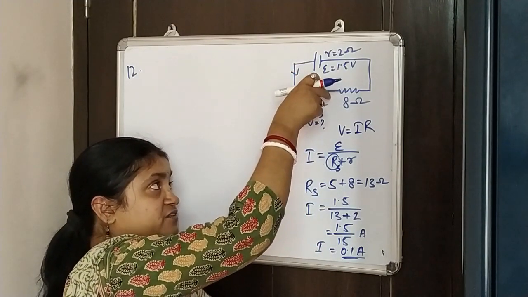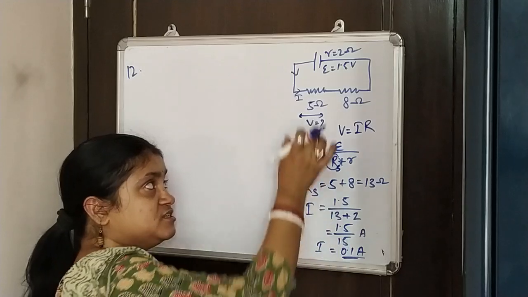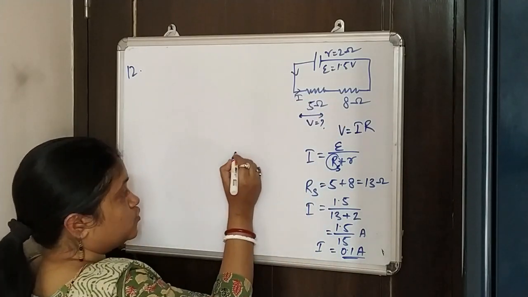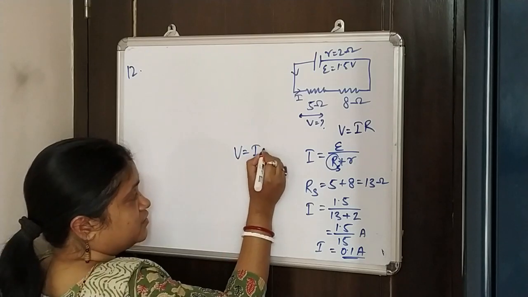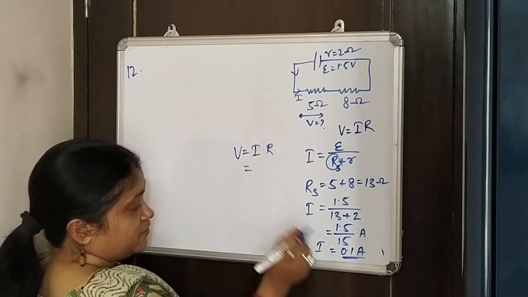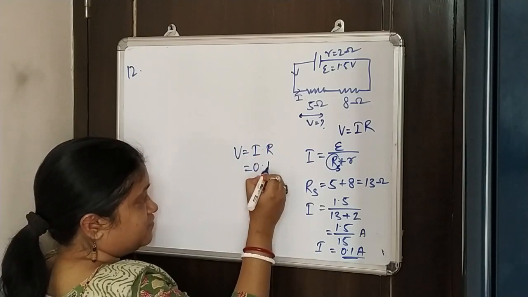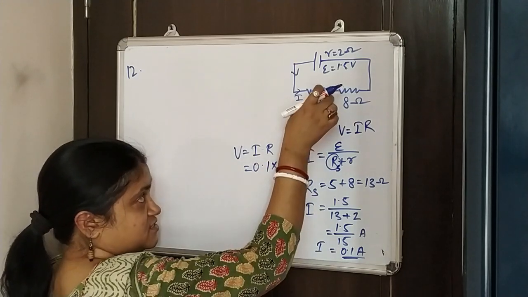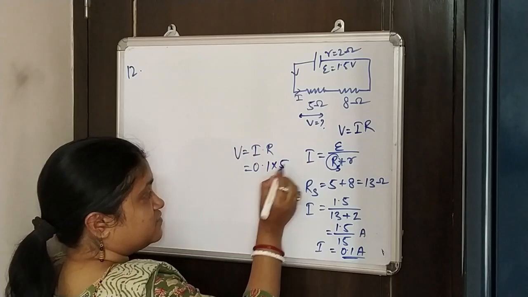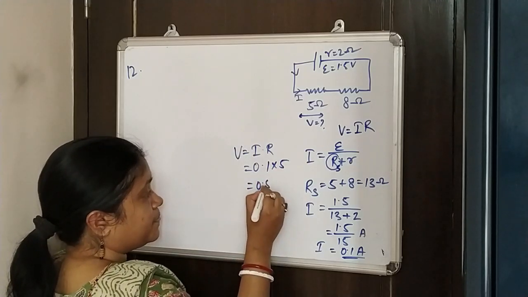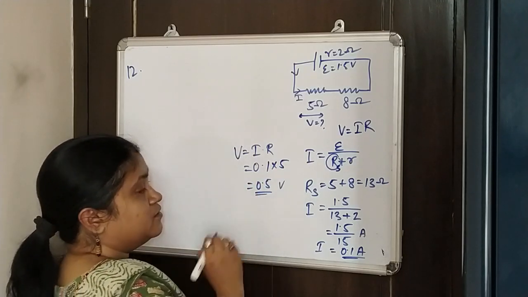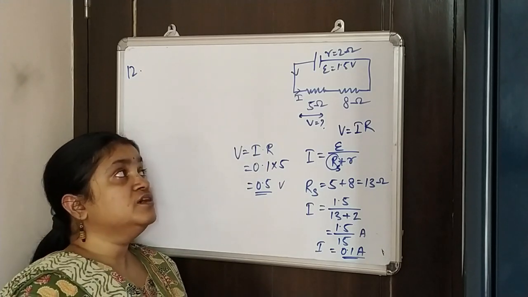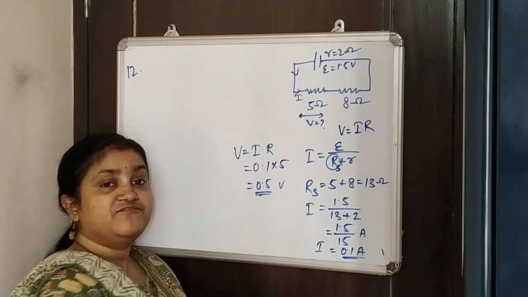And now I have to find the voltage drop across this particular resistance. So we take V equal to I into R, where I already know current flowing is 0.1 ampere, and the resistance across this particular one is 5. So my voltage across this particular 5 ohm resistance is 0.5 volt.